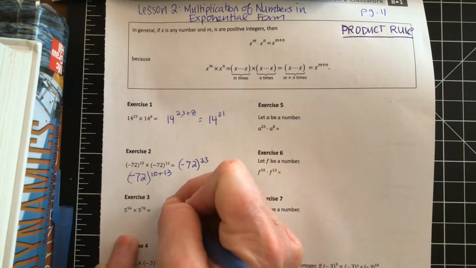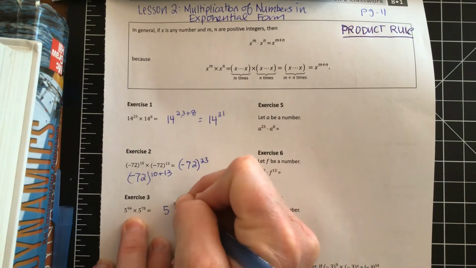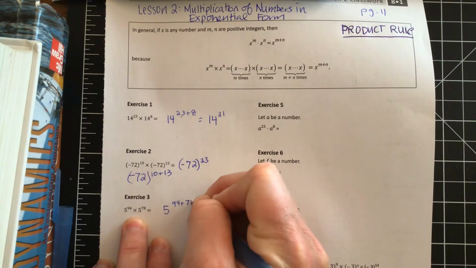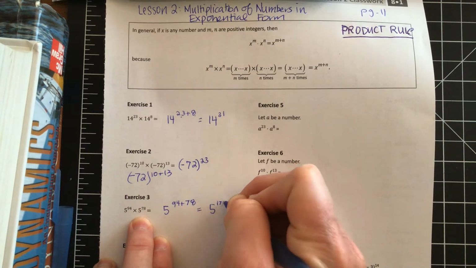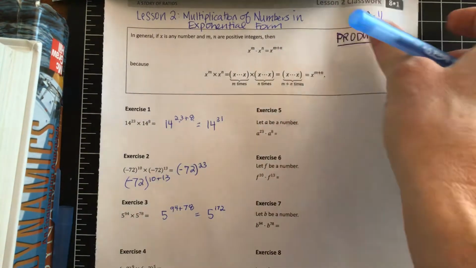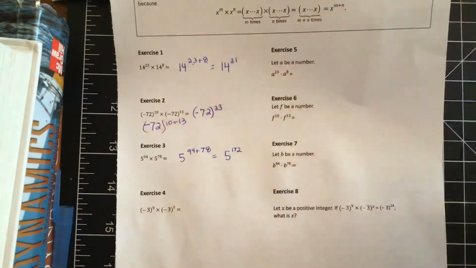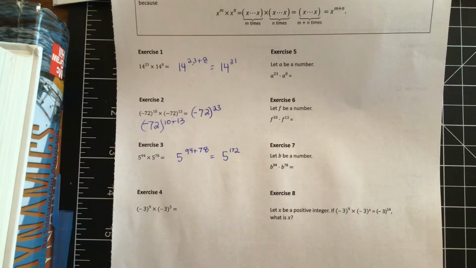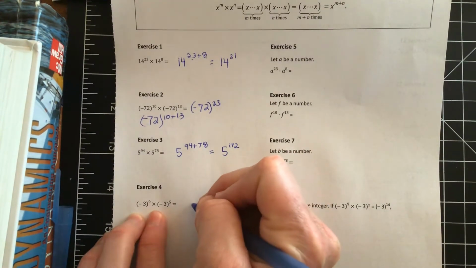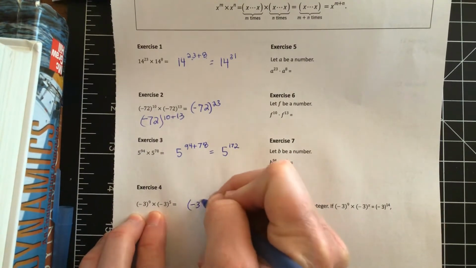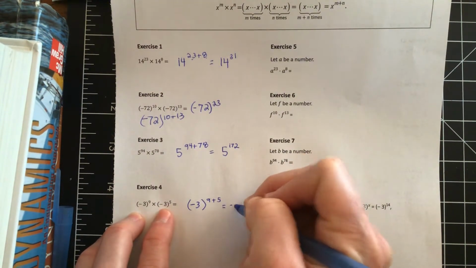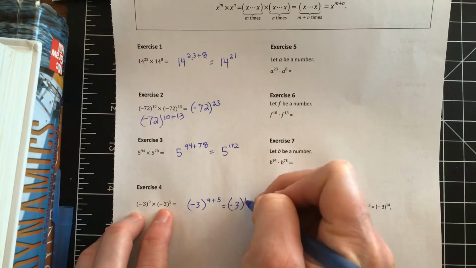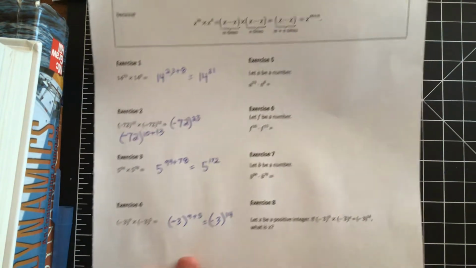Exercise 3 is 5 raised to the 94 plus 78, which is equal to 5 raised to the 172. Exercise 4, we have negative 3 raised to the 9 plus 5 power, which is equal to negative 3 raised to the 14th. Make sure you keep the parentheses.